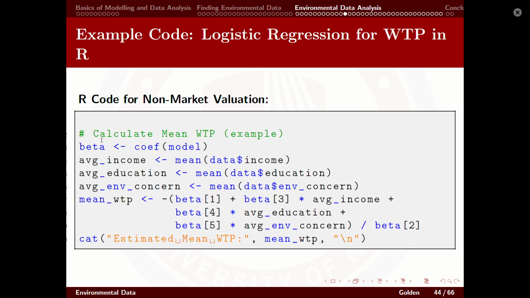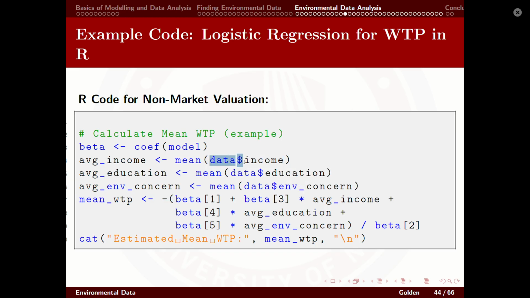And then now if we want to calculate the mean willingness to pay, beta gets the coefficients of the model. Average income gets the mean of income. Average education gets the mean of education. So this dollar sign allows you to get a variable from a data frame or tibble.